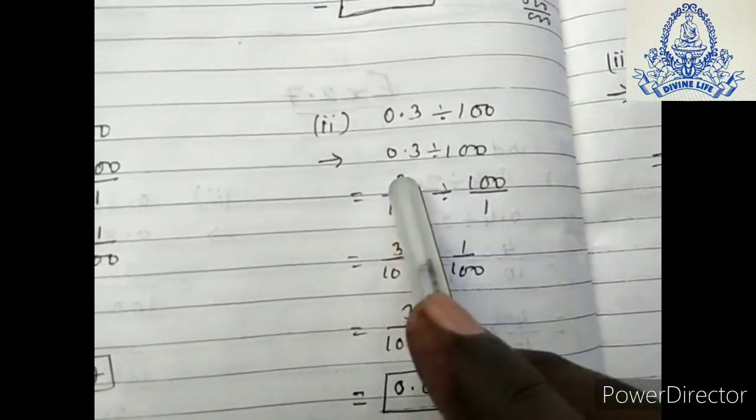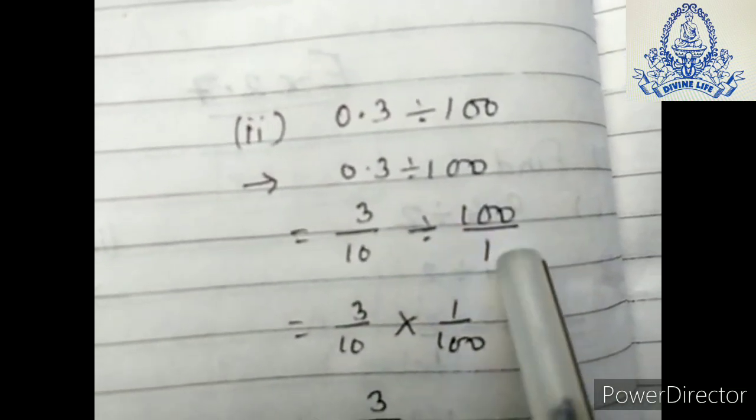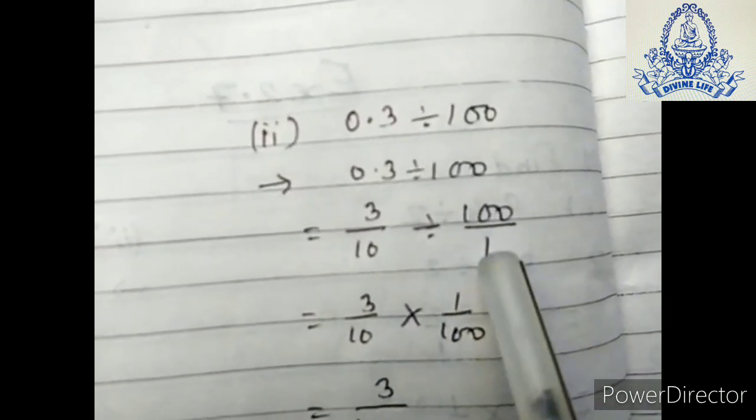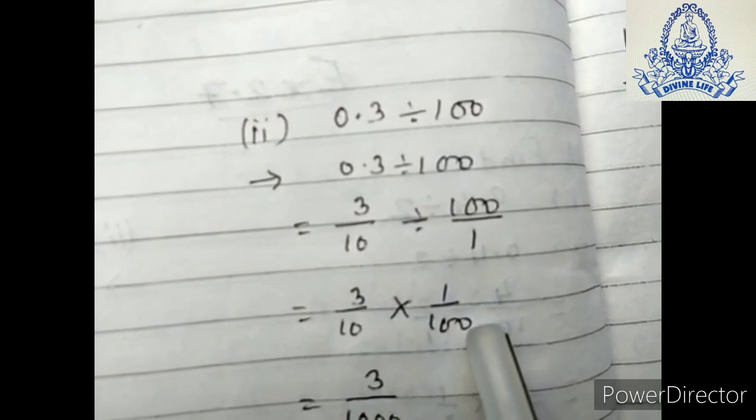0.3 divided by 100. So we will take 3 as a 3, and after the decimal point there is only one digit, so we will take 10. So 0.3 will be converted into 3 upon 10 divided by 100 upon 1. This division sign will be converted into multiply. 100 upon 1 will become 1 upon 100. So 3 upon 10 multiplied by 1 upon 100.